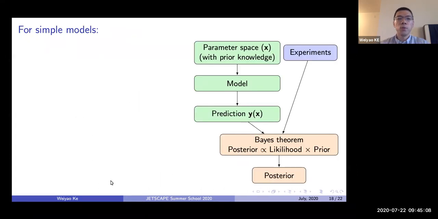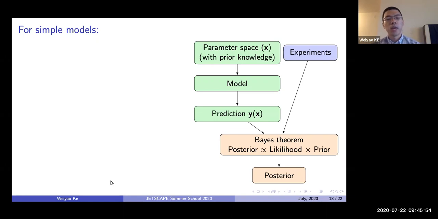So the workflow for a simple Bayesian analysis looks like this. You start with a parameter space with some prior knowledge. You run it through the model and get the predictions, and then you apply the Bayes formula to combine the predictions and the experiments to get the posterior probability distribution. So it's very straightforward, but it really relies on your model being simple enough, so that it is fast and easy to get a prediction at an arbitrary point in your parameter space. However, this is not the case for the bulk evolution model, at least.